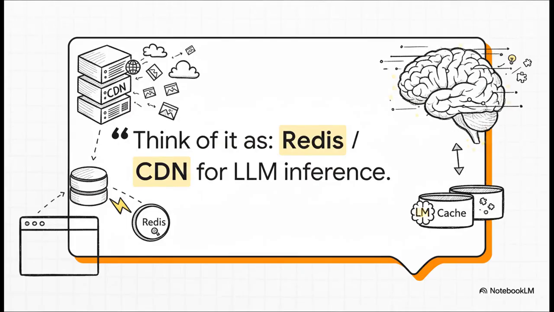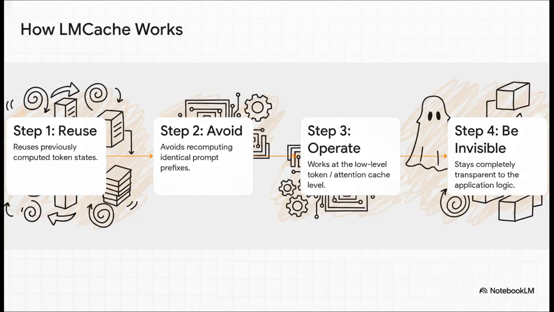Now, this analogy right here is the perfect way to get it instantly. Just like a CDN stores images so it can serve them up to you super fast, or how Redis caches database queries so you don't have to hit the database every time, LMCache caches LLM computations. It's a pure infrastructure-level optimization. It's brilliant. So how does it pull this off? Well, it's pretty simple, actually.